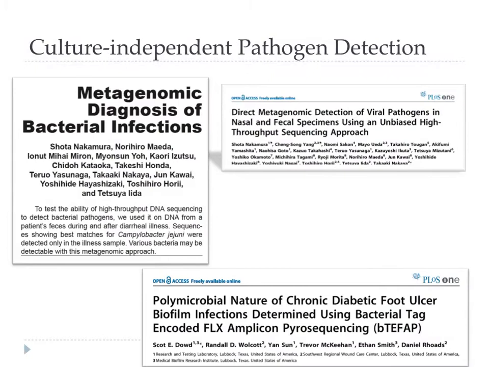For bacteria, things have lagged behind a bit. There are a few papers out there until recently that people were doing it, but not in anger very much. This group here in Texas is probably leading the field there. One early paper of theirs looked at the polymicrobial nature of chronic diabetic foot ulcer biofilm infections. And I came up with this rather annoying acronym there, BTFAB, but generally what they're doing is using 454 to sequence the 16S amplicons from these samples to see what lives in there.